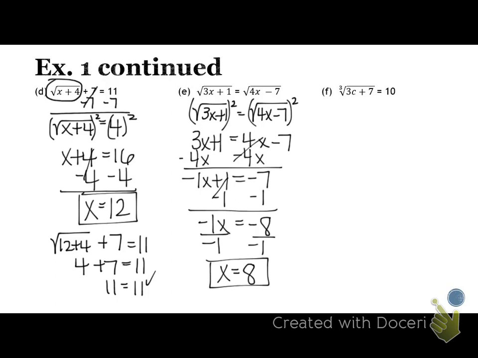Now, could we have moved the 3x to the right side of the problem? Yes, and some of you might prefer that because moving the 3x over would have given you a positive 1x and you wouldn't have had a negative to work with. I'd be okay with that, all right? As long as when you're done, it reads x equals 8, I'm okay with either of those.